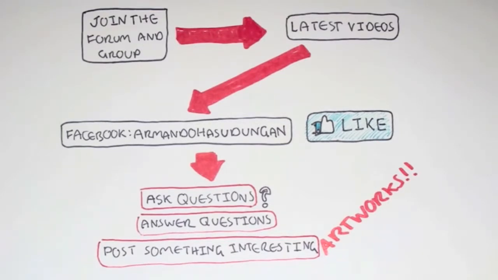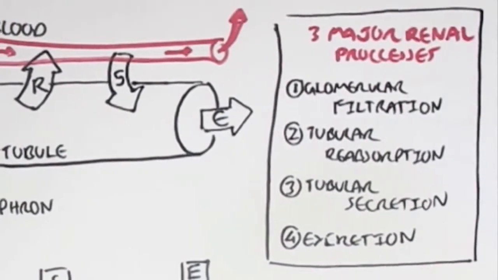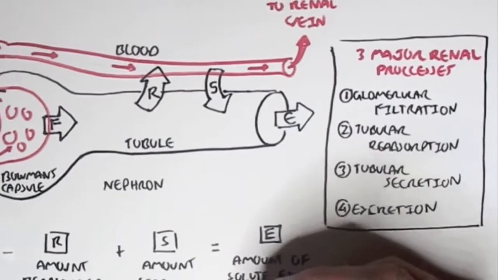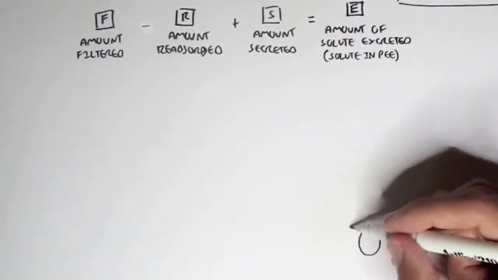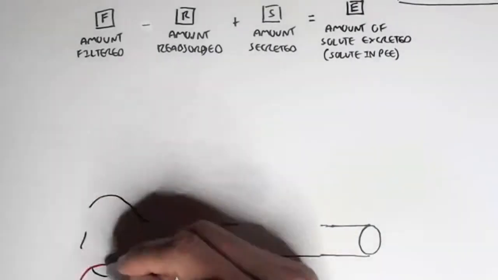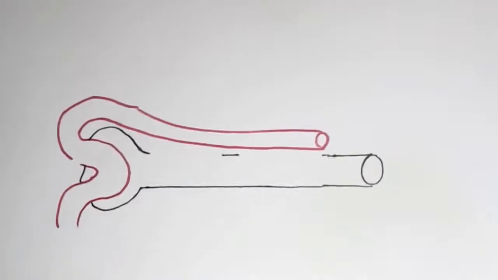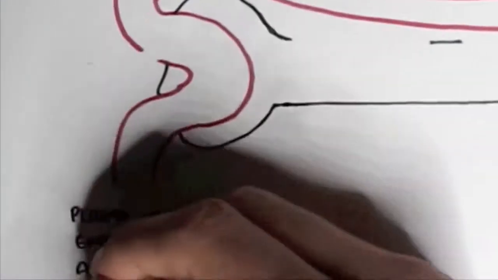In this video, we're going to continue on from where we last left off, urine production. And remember that there are three major renal processes: filtration, reabsorption, secretion, and the fourth one we can say is excretion. Let's begin looking at urine production by firstly looking at filtration, glomerular filtration, which is the first step in urine production.